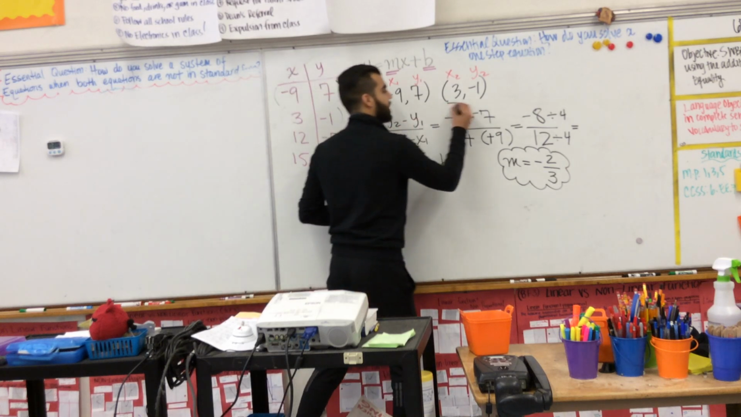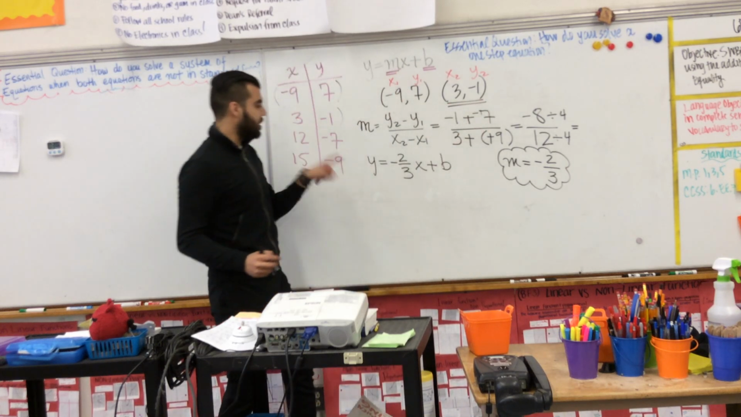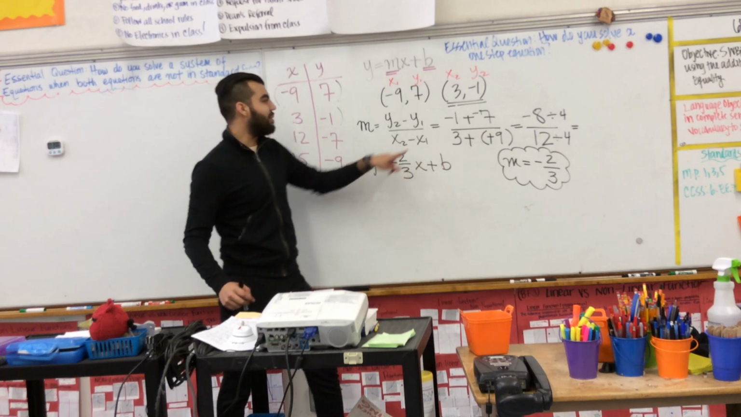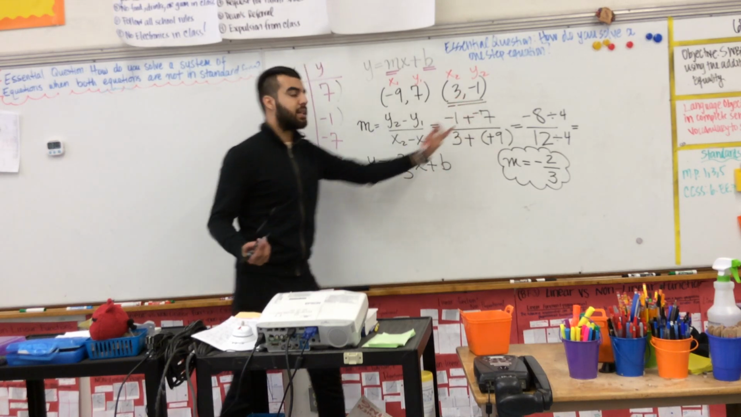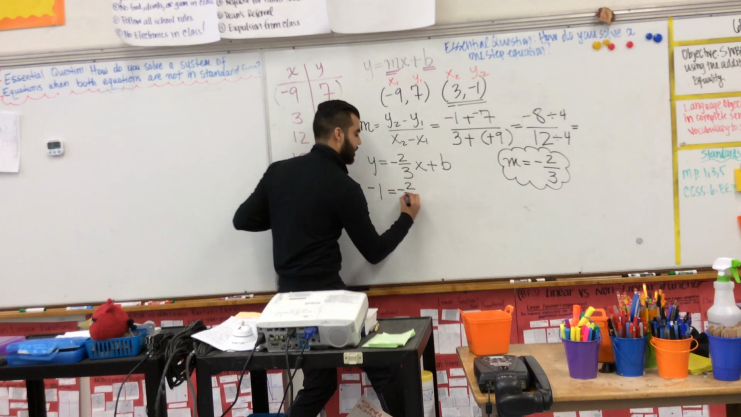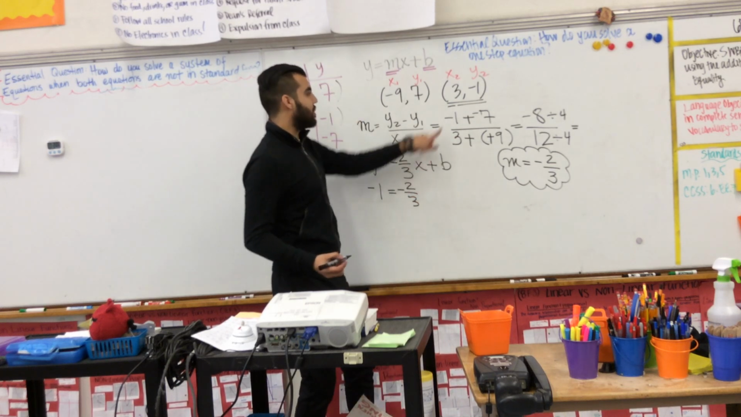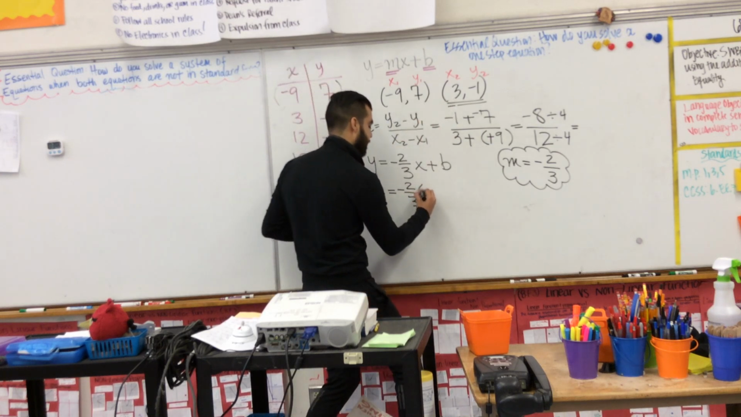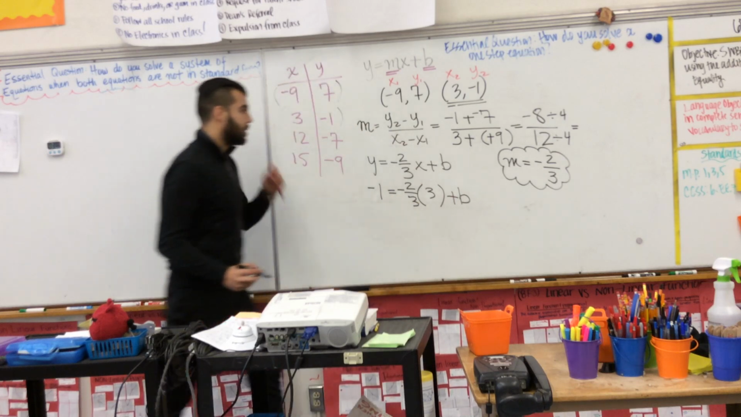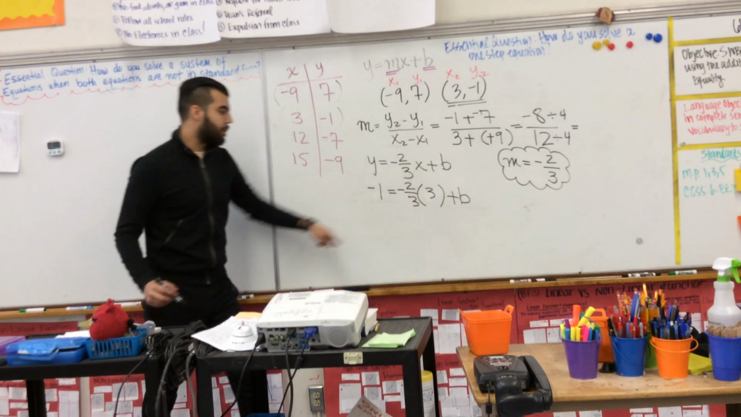If I'm focusing on this one right here, I need to use the y and the x from this coordinate to solve for b. So what's the y value of this coordinate? It's -1. So we have -1 equals -2/3. What's the x coordinate? We have 3 plus b. So we have this so far.